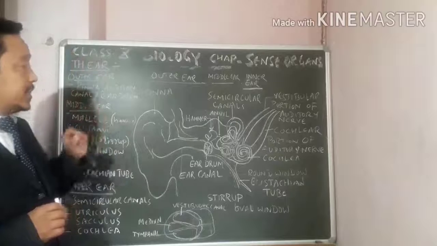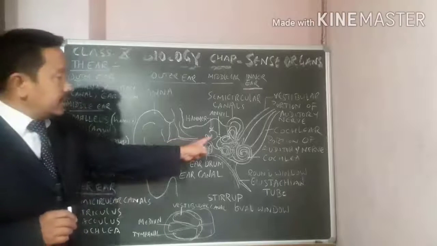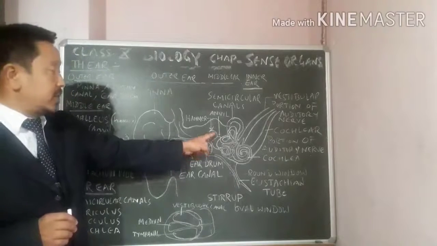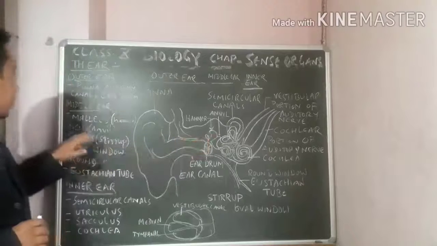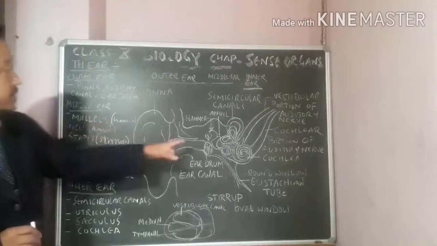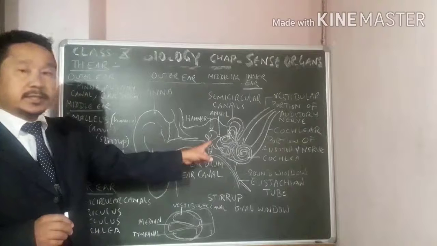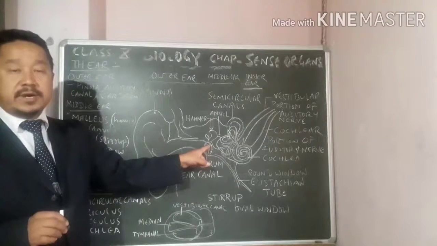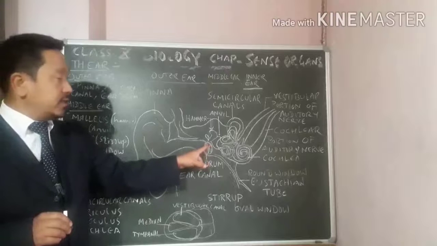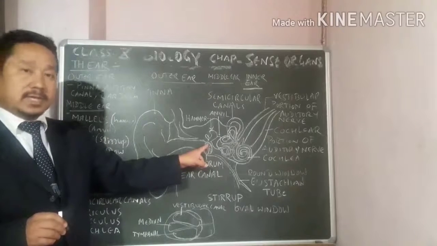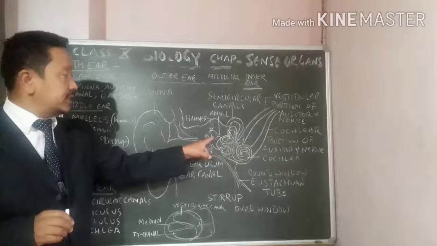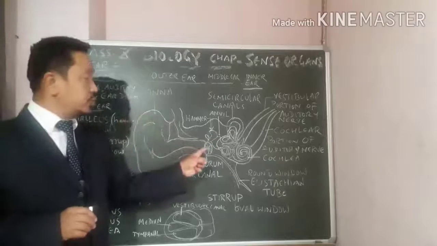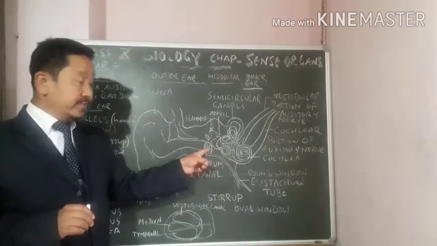Okay, see here, the handle of this hammer, the malleus, is fitted to the tympanum or eardrum. What is it connected to? The eardrum. The handle of this hammer is connected to this eardrum, or tympanum.